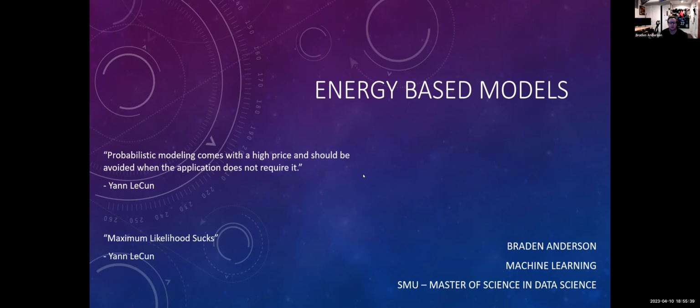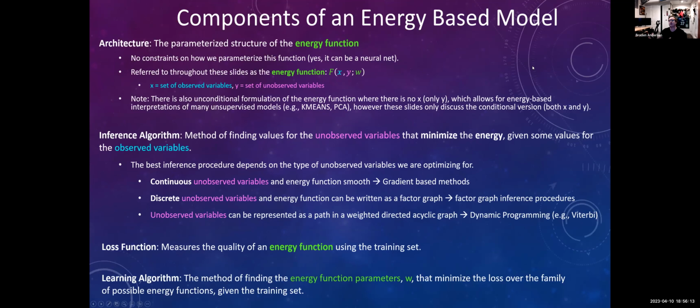If you do any amount of research into energy-based models, you'll see pretty quickly that this is a topic Yann LeCun has been one of the major people advocating for quite some time. So I wanted to motivate today's discussion with a couple of quotes from Yann. He says, probabilistic modeling comes with a high price and should be avoided when the application does not require it. And he also says, in good humor, maximum likelihood sucks. So today we're going to dive into where these opinions come from and what Yann means when he says these things.